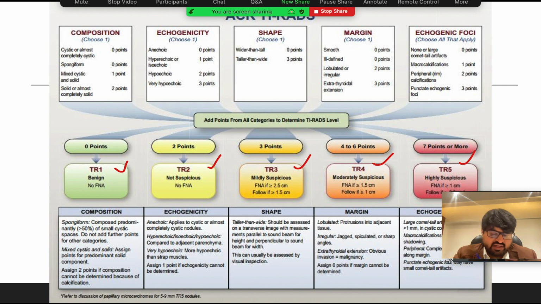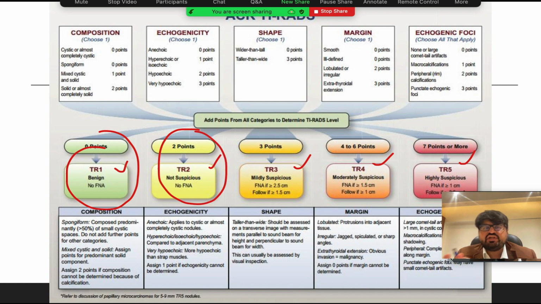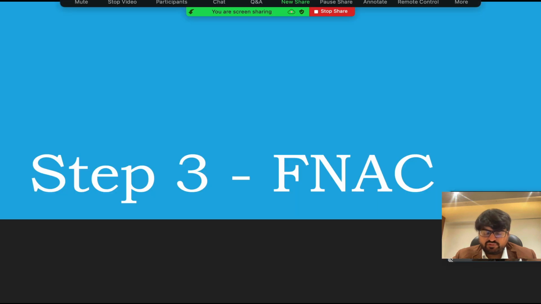If it is TI-RADS 1, it is benign, so you don't need to send the patient for an FNAC. If it's TI-RADS 2, again, risk of malignancy is very low, so generally FNAC is not indicated. TI-RADS 3, you consider an FNAC if it is generally more than 2 centimeters, 2.5 centimeters in size. TI-RADS 4, if it is more than 1 centimeter, definitely 1.5 centimeter, definitely consider malignancy. And if they have very high risk features, then you should consider FNAC in almost all cases with this high TI-RADS score. So again, next step would be FNAC.